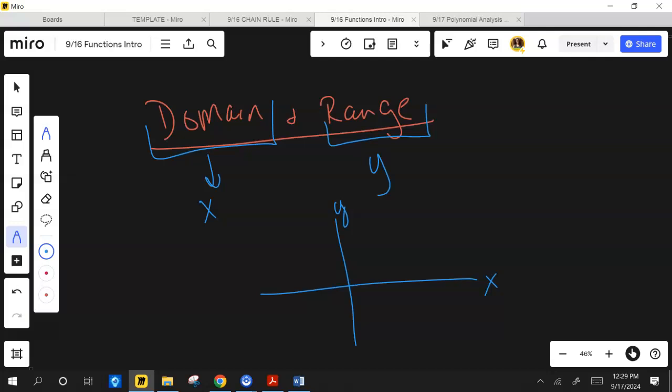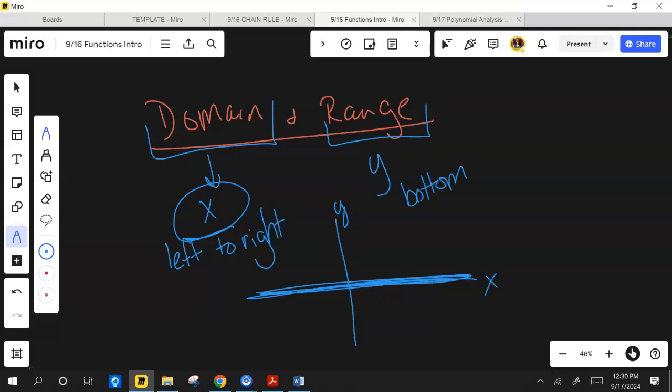All right. So when I'm looking at domain, since this is the x-axis and it describes x, for domain, you scan your pencil from left to right. So domain is left to right. Whereas range is from the bottom to the top. I like to say bottoms up. It helps me remember. Bottoms up of the y-axis. Okay?